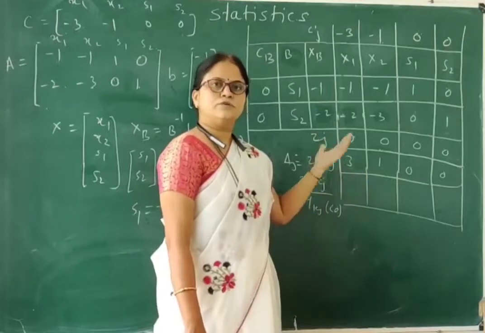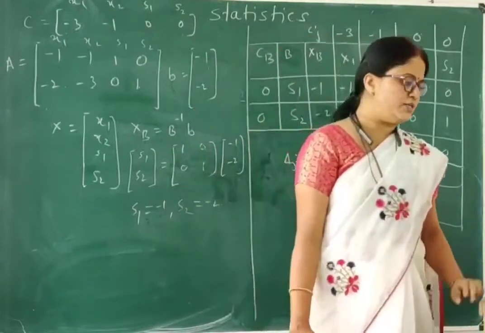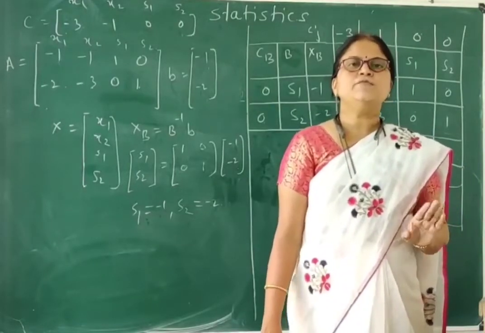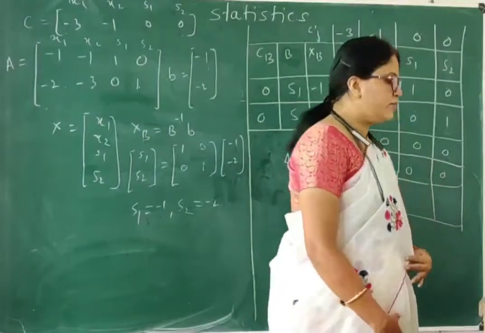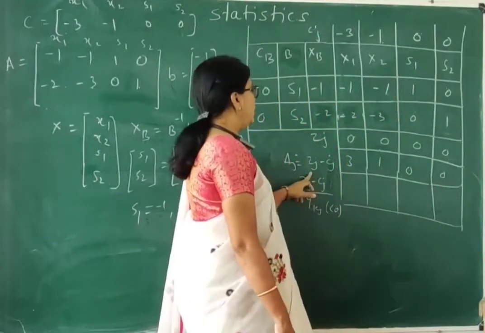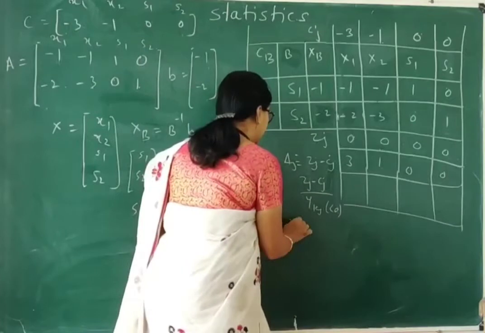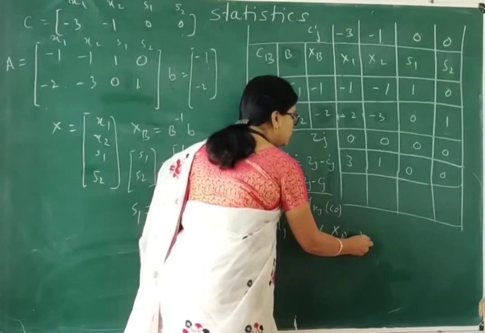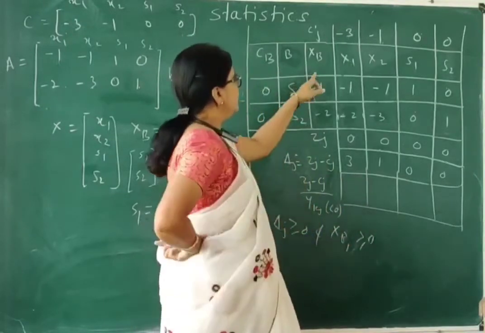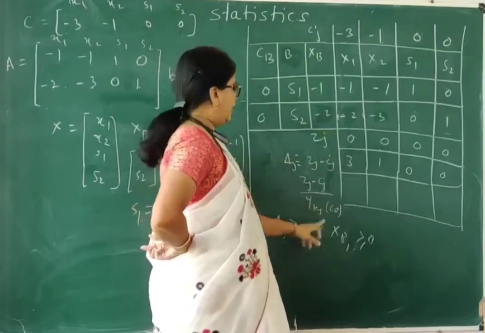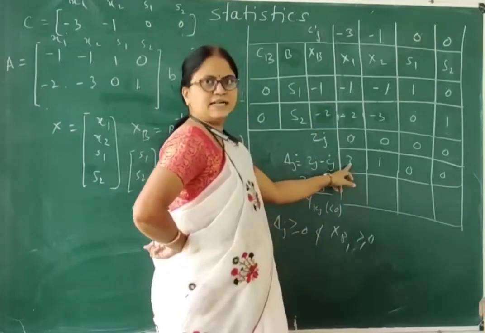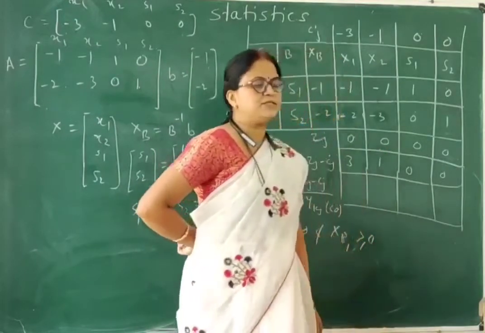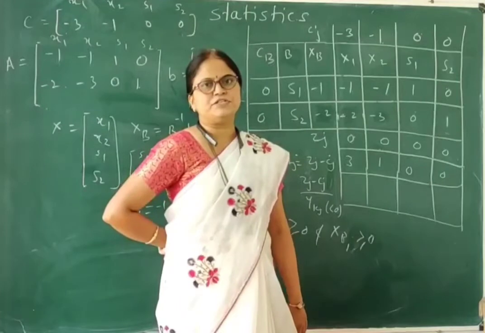Now, in this method, there is one small change. Let me take the values of delta Z, that is ZZ minus CZ. If all ZZ minus CZ are greater than or equal to 0, and the values of XPI are also greater than or equal to 0, let me take the values of XPI. Now, if all values of delta Z are greater than 0, but XPI is not greater than or equal to 0, then the current solution is the optimum basic feasible solution.